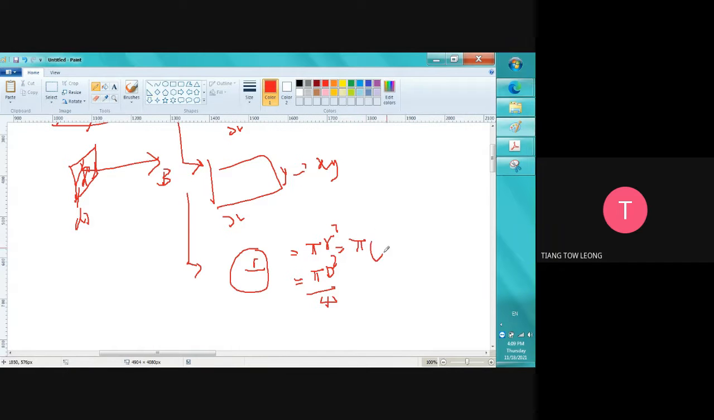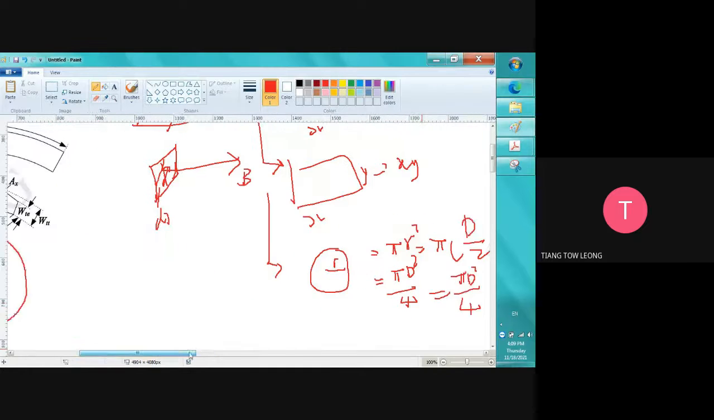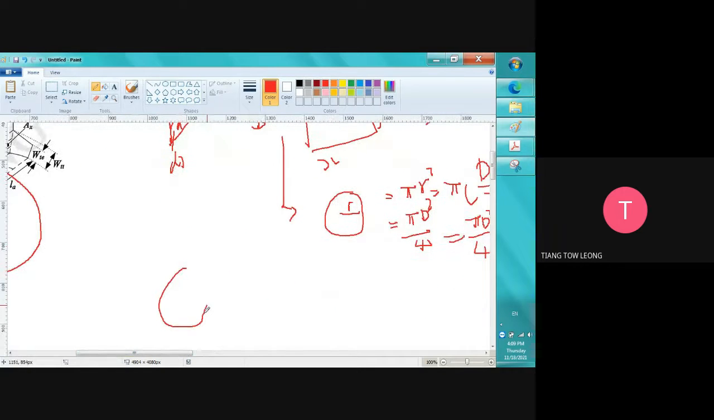Pi d divided by 2 squared, then we get pi d squared divided by 4. And then we need to know how to find the circumference, or the perimeter, as the length from this point to this point for a circle with a radius of r. So we only use 2 pi r.